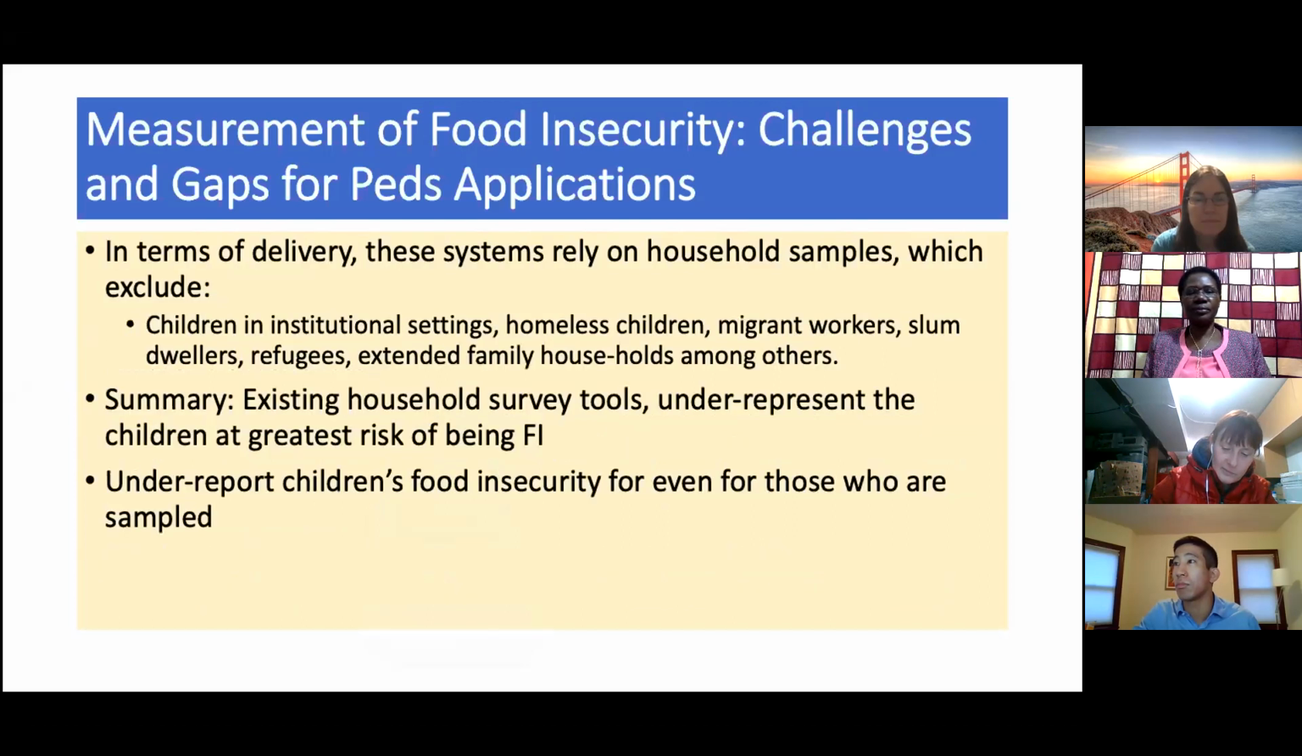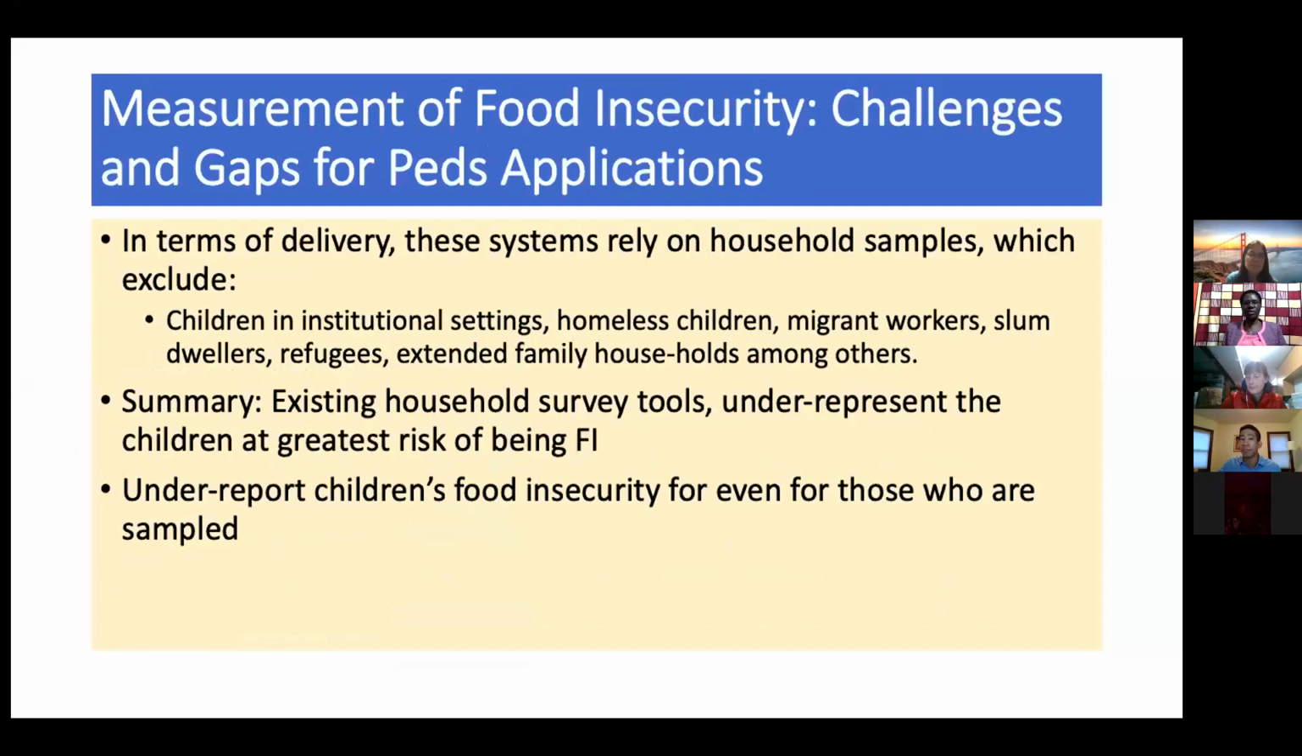So just to summarize this again, existing household survey tools underrepresent the children at greatest risk of being food insecure. They also underreport children's food insecurity, even for those who are sampled in those households. Children at greater risk are those in institutional settings and homeless children, who are not in those households. So we find that there's definitely a gap in representing such a constituency.